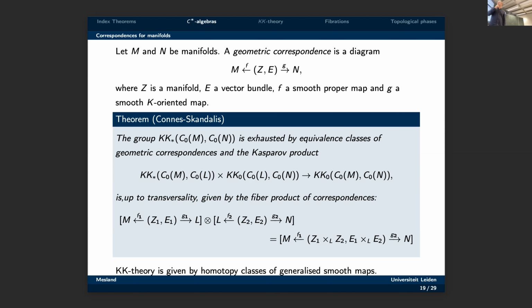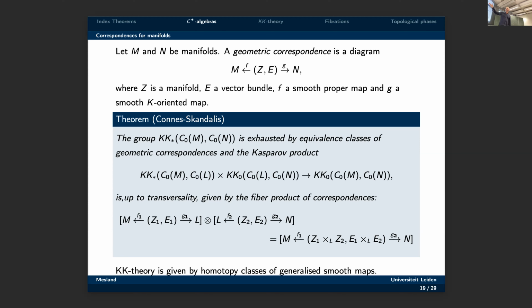And what then happens is an element in this group turns out to be given by such a diagram. So there is a third manifold in the middle, two maps come out of it, and there's some vector bundle here. I propose to ignore this for the moment because this doesn't play a very important role. What these KK groups encode is manifolds with two maps out of them. And this is what we call a correspondence.